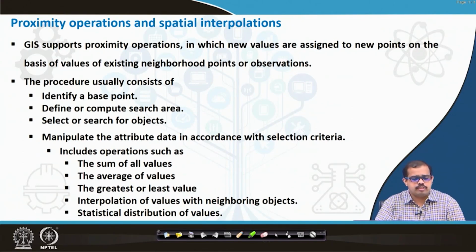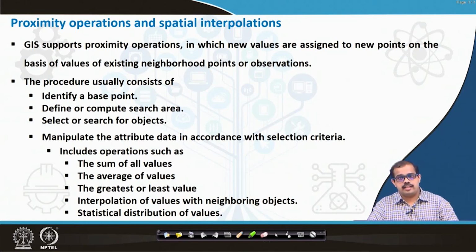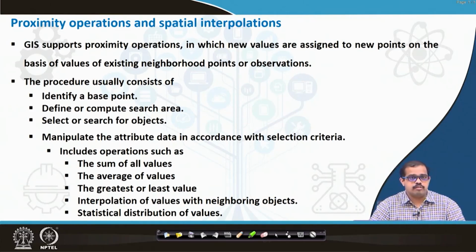The procedure here is to identify a base station. First thing is look at what is a base station, okay. Then define and compute a search area, then select and search for objects that can be there in that particular region. Once you have understood the objects that are there in that region, then look at the values that you will have to look at. It includes operations such as sum of all the values, average of values, the greatest or least values, any kind of operations that is dependent on the user to use such operations.